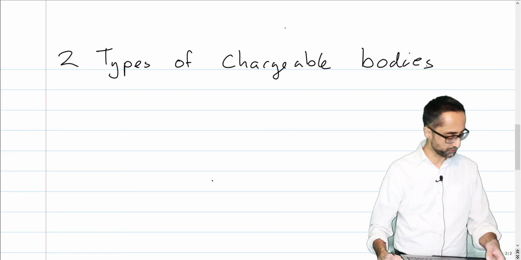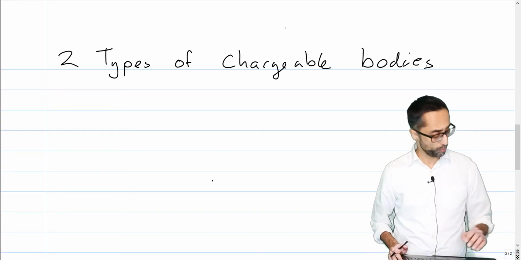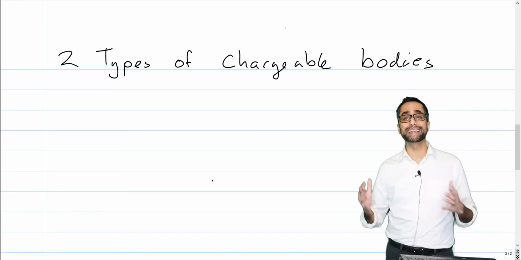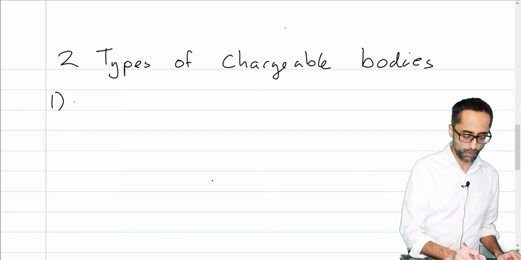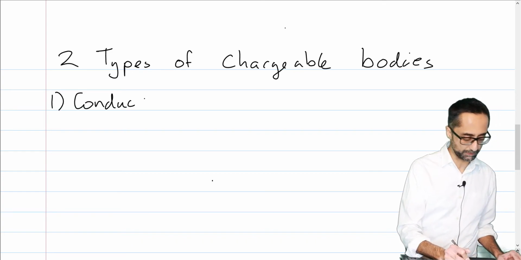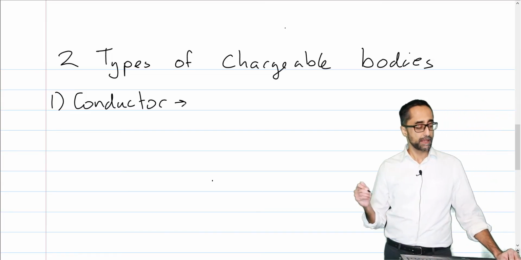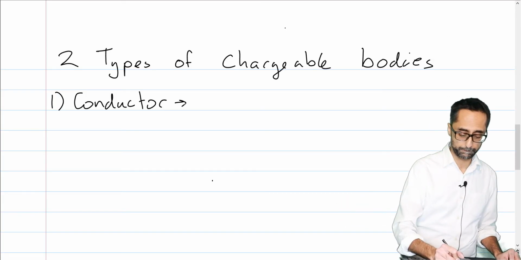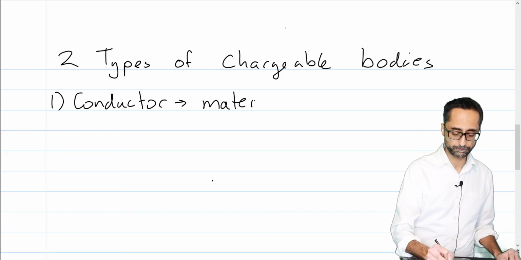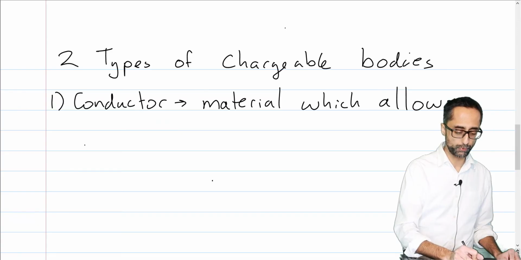All right, and so the two types of chargeable bodies have very different characteristics when they're charged. The two types are a conductor and an insulator. The first one, the conductor, is the one we use very commonly when we're building a circuit, wiring, that sort of thing, because this type of material allows charge to move freely.